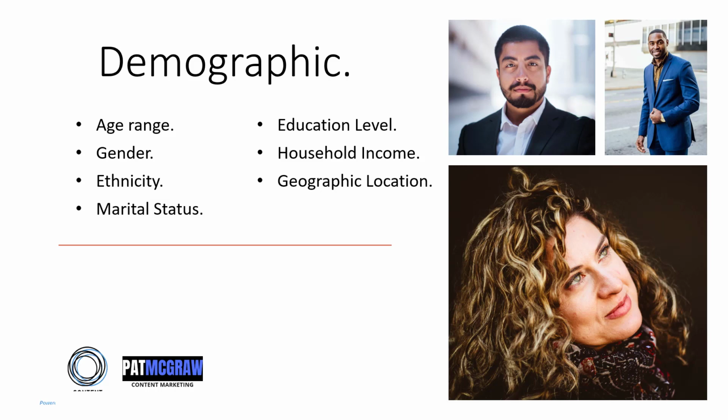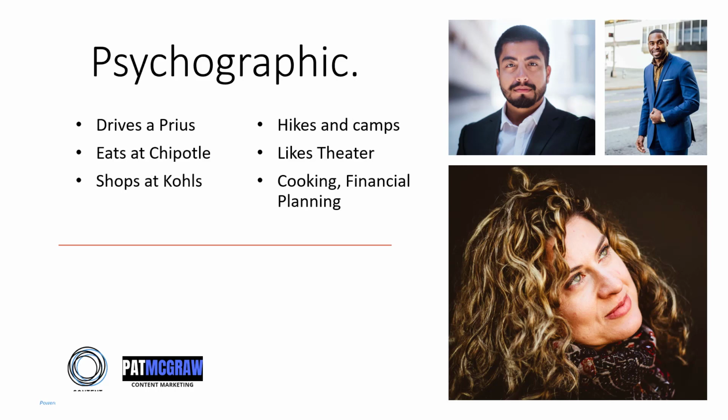All right, next on psychographics, hobbies and interests. They drive a Prius. They eat at Chipotle. They hike. They camp. They like theater. They like cooking, financial planning. This begins to round out the personality, and you get a feel for what they are as a human being.